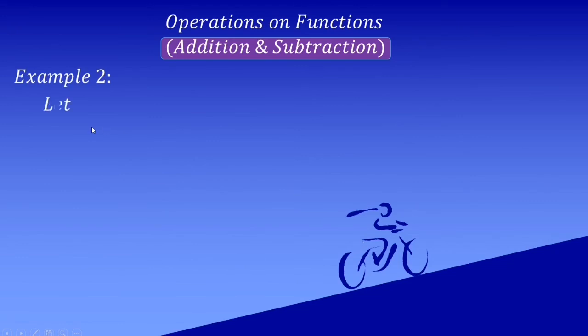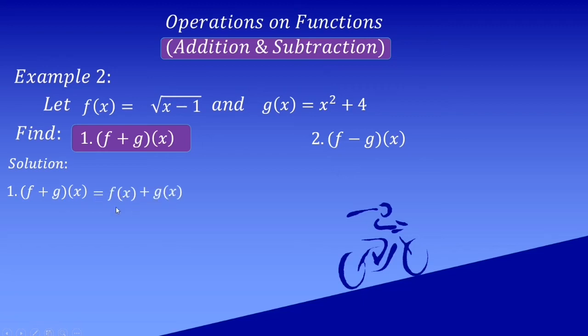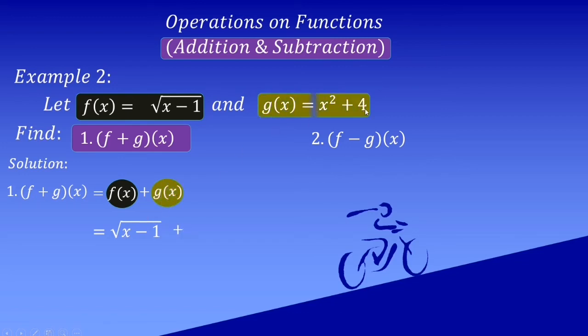For example number 2, given f of x is equal to square root of x minus 1 and g of x is equal to x squared plus 4. Then find the sum function of f and g of x and the difference of f and g of x. Let's take first the number 1. We can use the definition of sum function, that is f of x plus g of x. And f of x is equal to square root of x minus 1. Then add with g of x, that is x squared plus 4.